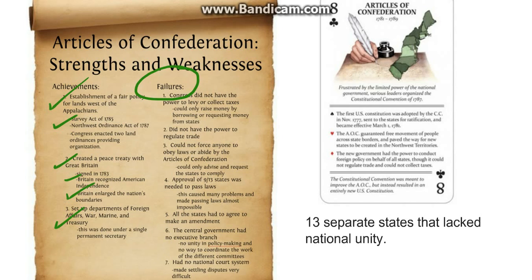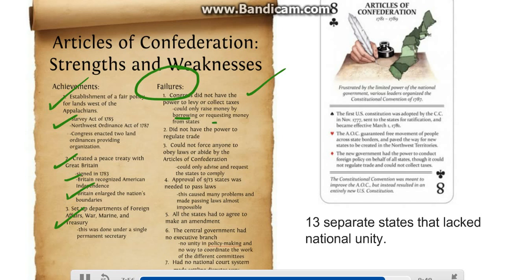The failures or weaknesses of the Articles of Confederation much outweighed the strengths. Congress did not have the power to levy or collect taxes, which means they could only raise money by borrowing or requesting money from states. They did not have the power to regulate trade. They could not force anyone to obey the laws or abide by the Articles of Confederation. They could only advise and request states to comply.